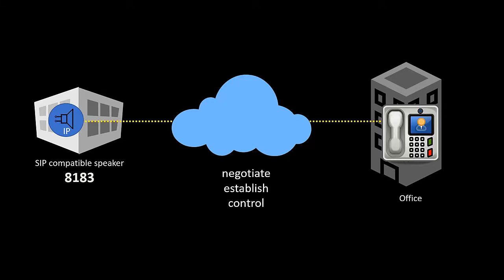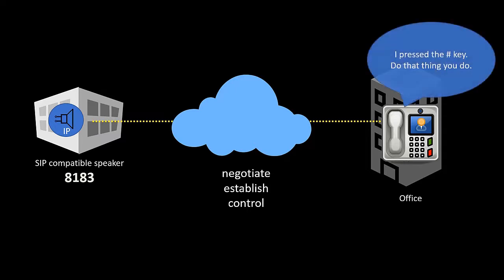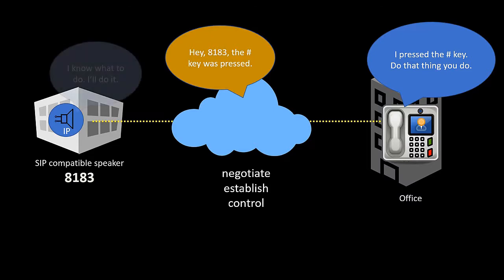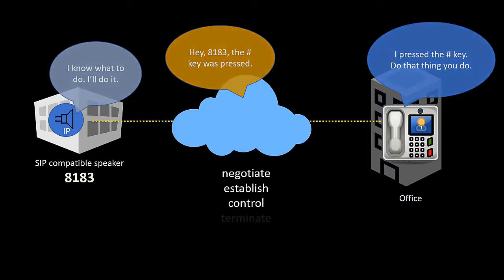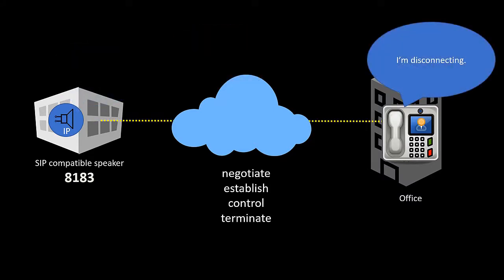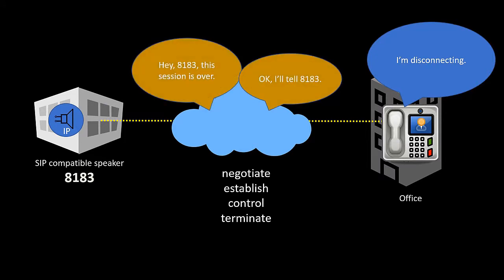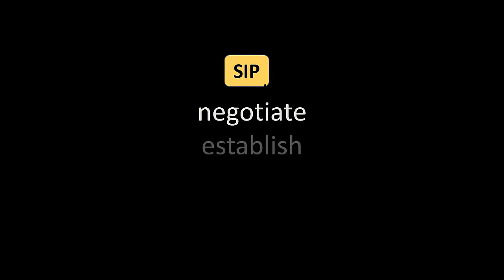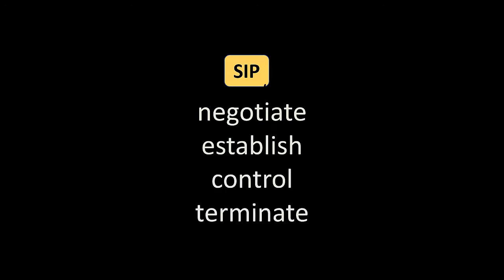SIP is also capable of some rudimentary control functions. If a special function is predetermined through programming, SIP is capable of sending a simple command to a device during an active SIP session. SIP also handles the termination of a session by confirming that both parties are disconnecting. In summary, SIP is a protocol used to negotiate, establish, control, and terminate an IP communication session.